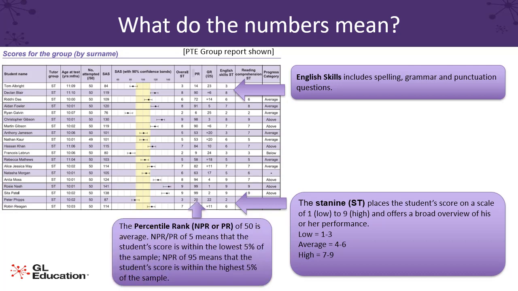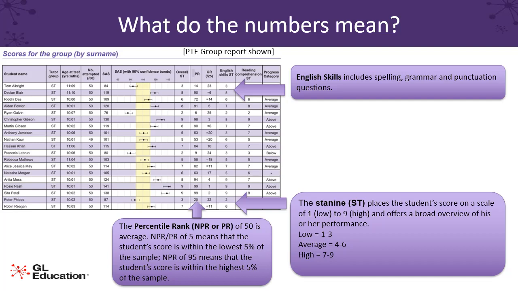NPR, or PR, stands for the percentile rank. 50 is the average. An NPR of 5 means that the student score is within the lowest 5% of the sample. An NPR of 95 means that the student score is within the highest 5% of the sample.